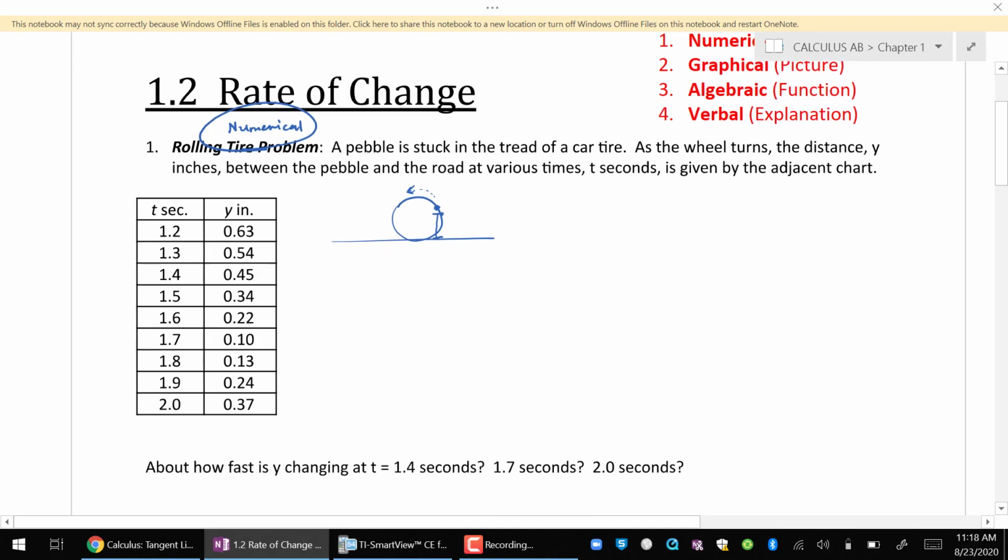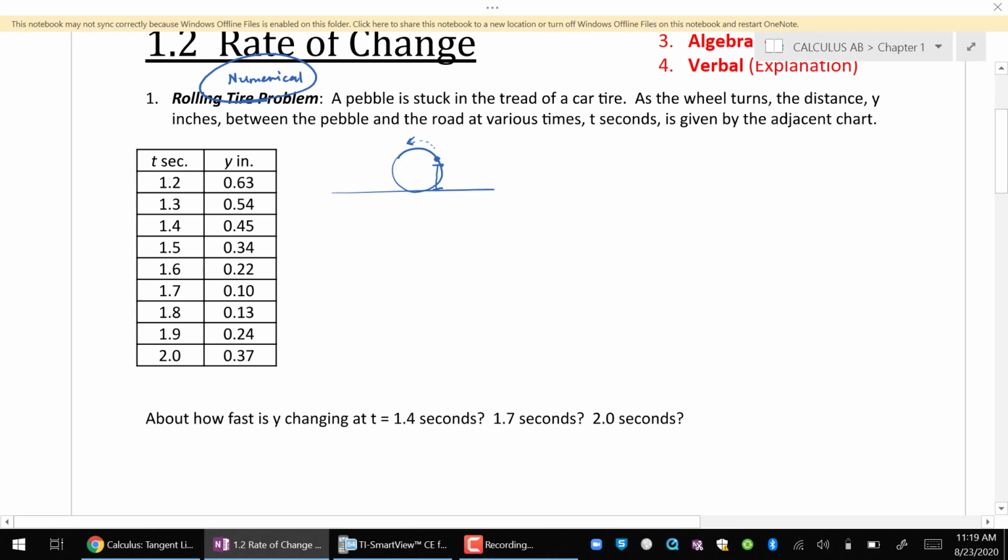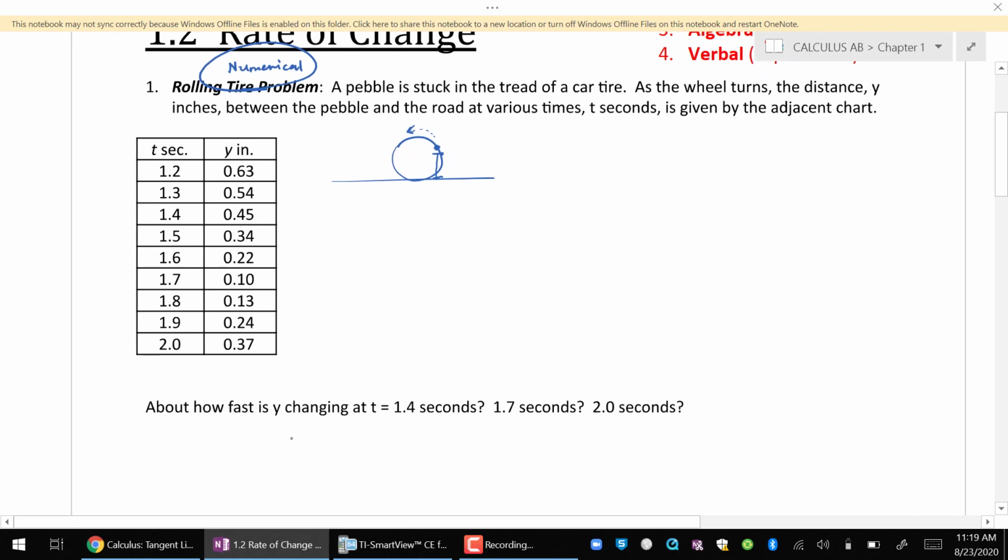So diving in here to number 1, it says a pebble is stuck in the tread of a car tire. So here's this little car tire that's spinning. The pebble is that dot. As the wheel turns, the distance in inches between the pebble and the road is going to kind of vary. And what we have here in this chart is how the distance between pebble and road are varying. And the question here says to find how fast y is changing. So that's an average rate of change question when time equals 1.4 seconds.